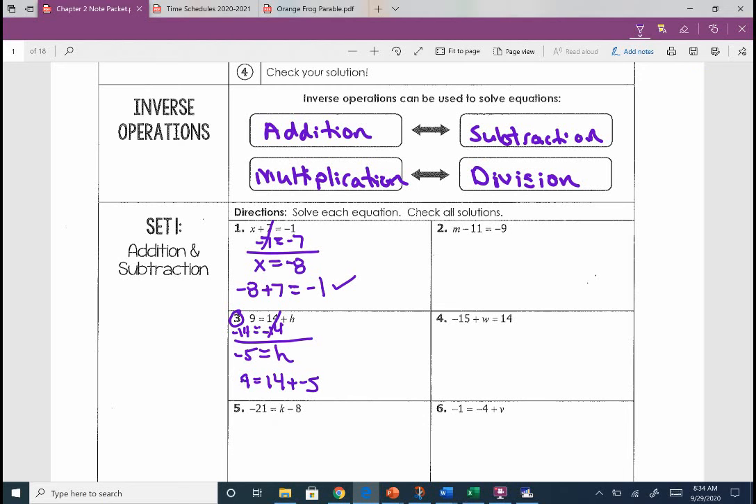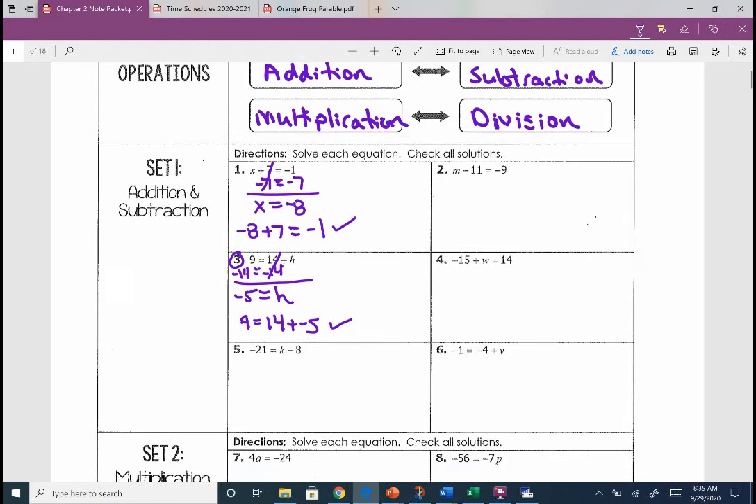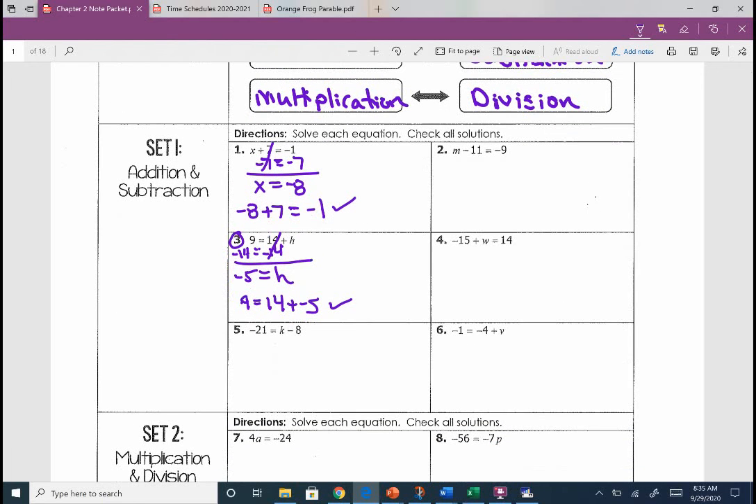14 plus negative 5. That does equal 9. I'm all set there. So what I would like you to do is just finish off that top section, just that 1 through 6 piece, and then I want to see how we do on those. I'm going to blow it up a little bit so we can get some people up here at the board in just a minute.